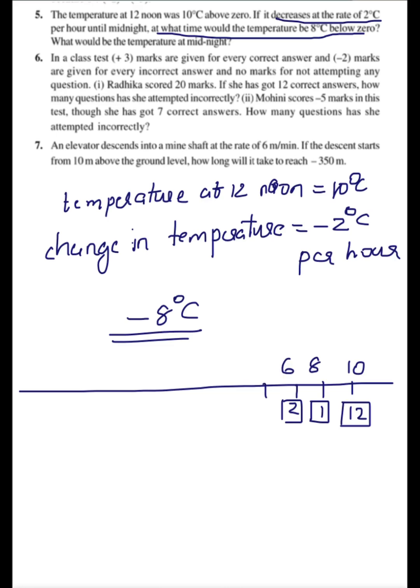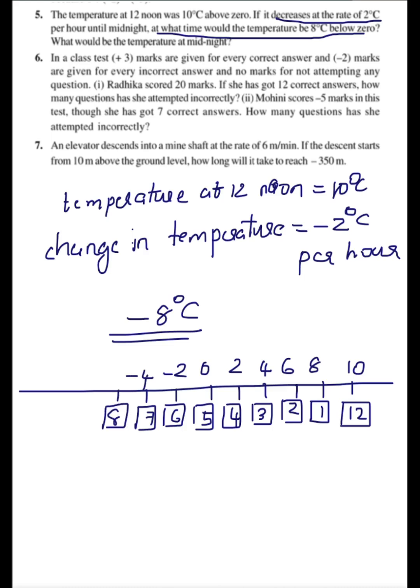Now at 2 o'clock, it will be 6. At 3 o'clock, temperature will be 4. At 4 o'clock, it will be 2. It's decreasing by 2 degrees Celsius. At 5 o'clock, temperature will be 0. At 6 o'clock, temperature will be minus 2. At 7 o'clock, minus 4. At 8 o'clock, minus 6. Now, at 9 o'clock, temperature will be minus 8.